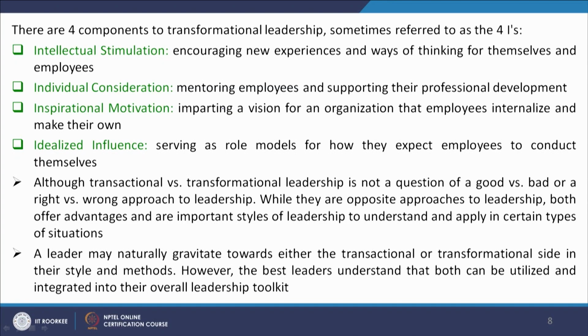The other is idealized influence, serving as role models for how they expect employees to conduct themselves. That means some charismatic traits are highlighted by the transformational leader, who can inspire the followers to change themselves in a better way, in a positive direction, and conduct themselves in such a positive manner that they have positive belief in each other. That means perception about each other is very positive, that is idealized influence.